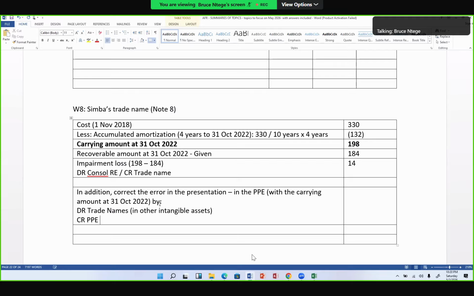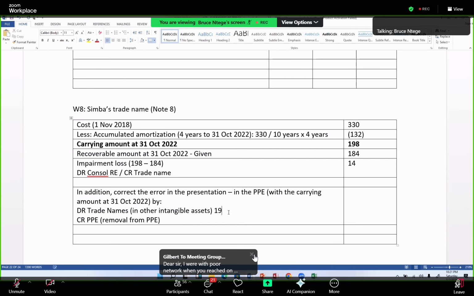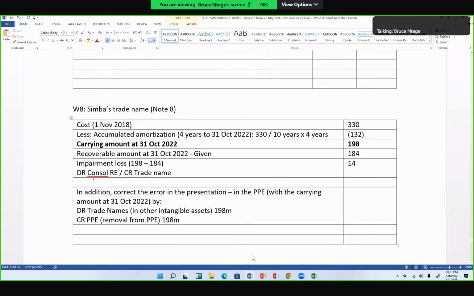So I am removing it from PPE. This is a removal from PPE, where it's wrongly placed, and this will be with 198 million. That's the figure I'm taking out because before the impairment loss, that net book value was in the PPE, and I want to take it out. So I have two entries to deal with. One, I need to account for the impairment loss, but secondly, I need to account for the correction of the error in the presentation where they presented this wrongly in the PPE.